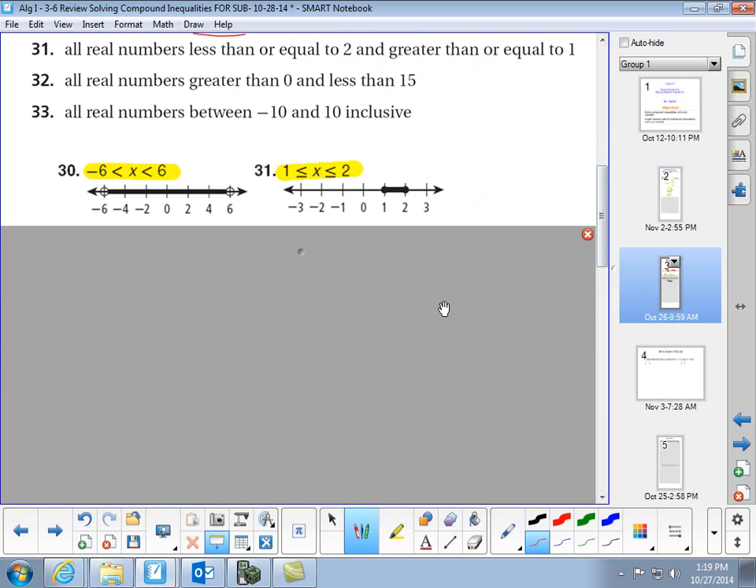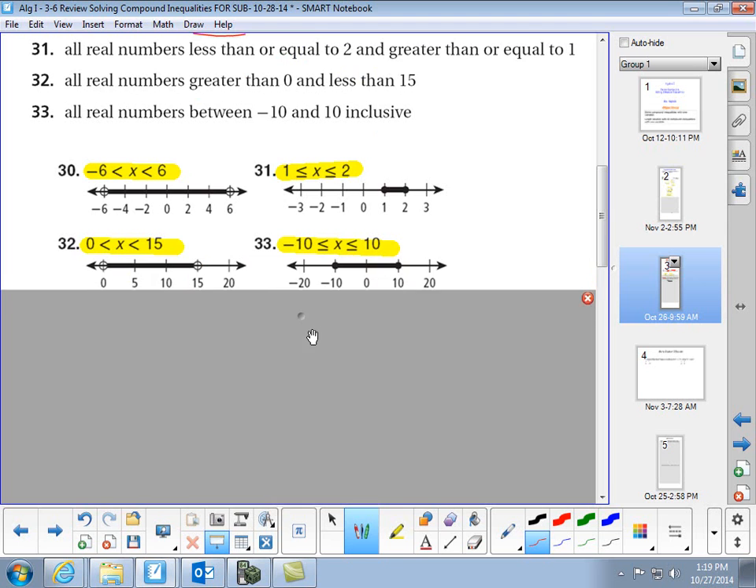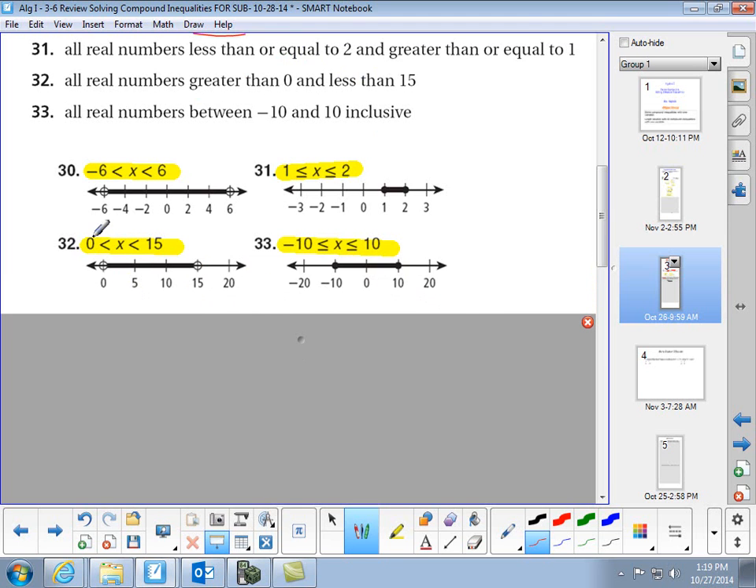Okay, the next one, number 32. Number 32 says all real numbers greater than 0 and less than 15. So that means the numbers between 0 and 15. So X is all numbers between 0 and 15, not including them. Now 33 says we want all real numbers between -10 and 10 inclusive. That means, okay, we want to include -10, we want to include 10, so there's where your less than or equal to's come into play.